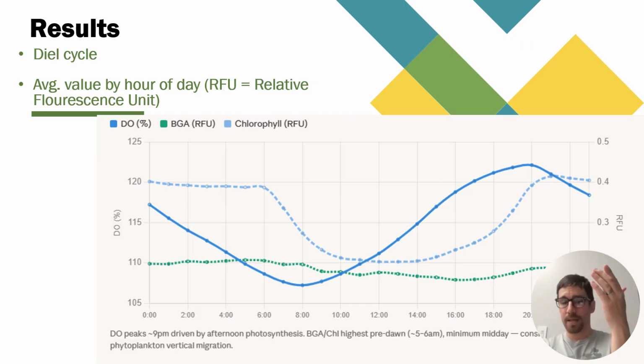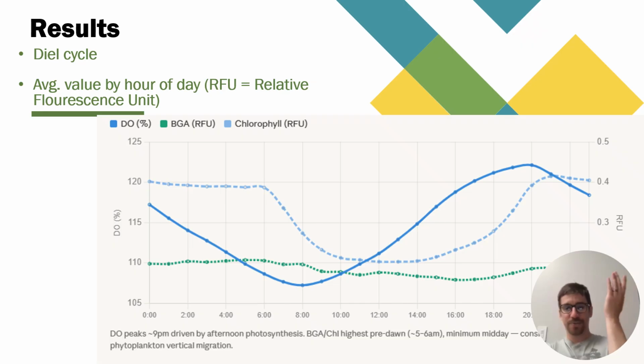So that peaks about 10 p.m. at night, and then that oxygen starts to be consumed by creatures that are metabolizing in the water, just like we metabolize oxygen. The light blue is the chlorophyll, and the green is the blue-green algae. So both of those are measuring.